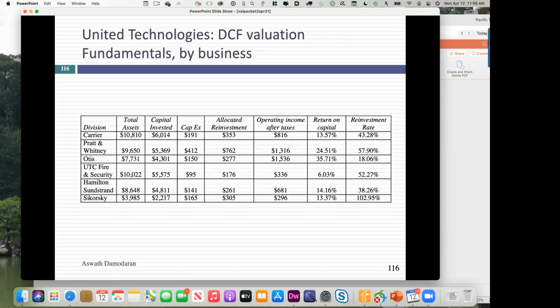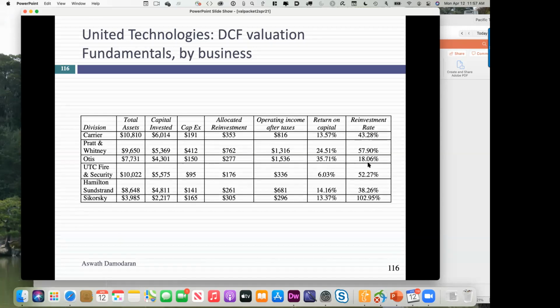To get to my cash flows, I started by looking at return on capital and reinvestment rate in each business. And you can already see that these are very divergent businesses. Their very best business in terms of return on capital is their elevator business, where they make 35.7%. Their worst business is the security business, where they make 6%. Because they gave me enough of a breakdown, I was able to come up with how much reinvestment they had, and it varies across businesses. They reinvest the least in the elevator business, the most in the security business. So I've got a reinvestment rate.